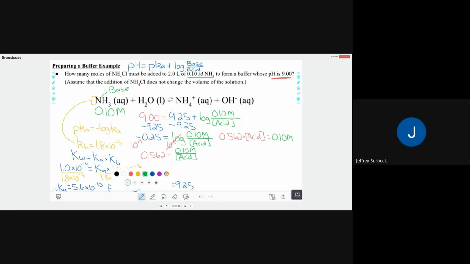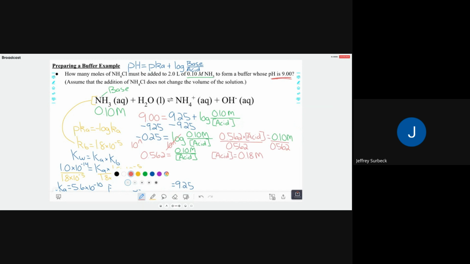Divide by that 0.562. All right, so I'm going to divide each side by 0.562. And so when I take 0.1 divided by that 0.562 answer, I get, by the time I round, the concentration of the acid is going to be 0.18 big M.